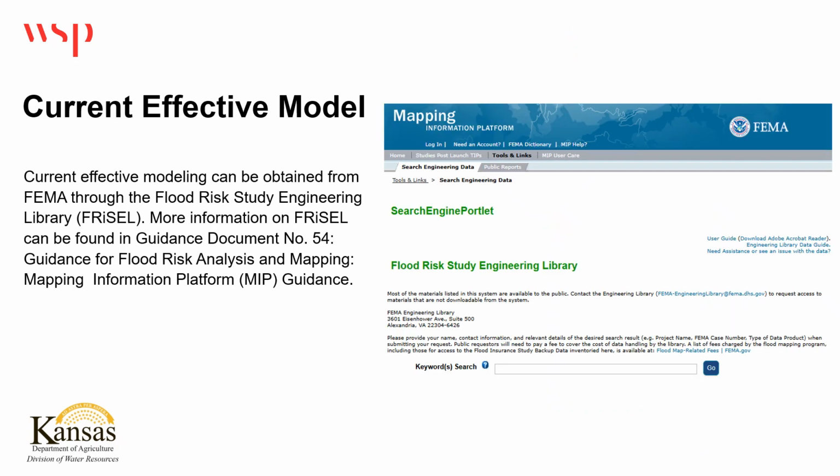The easiest way to get a hold of the current effective model is through the Flood Risk Study Engineering Library that's available through FEMA. If you get on the FEMA website and find the Flood Risk Study Engineering Library, you can run a search for the community you are working in, and it'll bring up any of the previous projects that have been uploaded for that community. If you need more information on using the Flood Risk Study Engineering Library, you can find it in the Mapping Information Platform or MIP guidance.